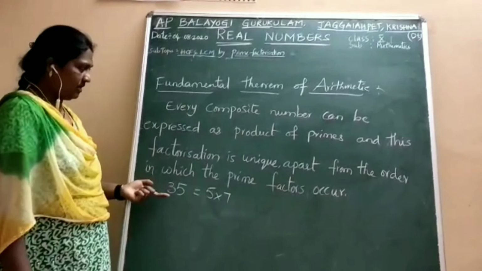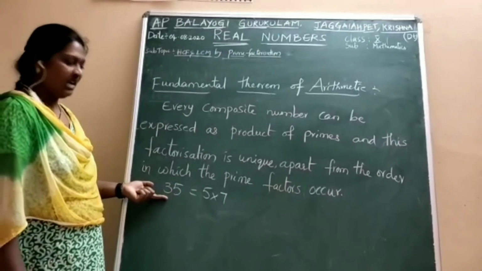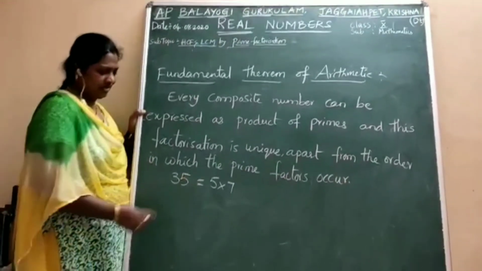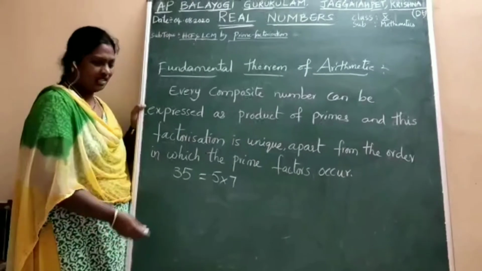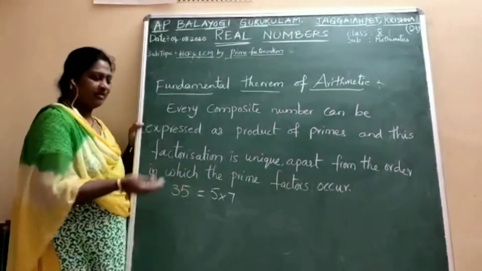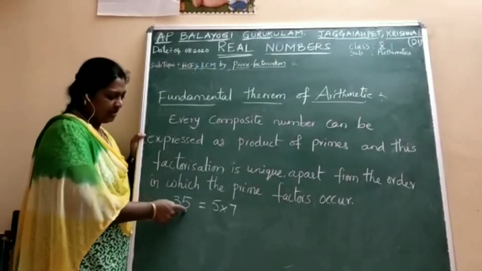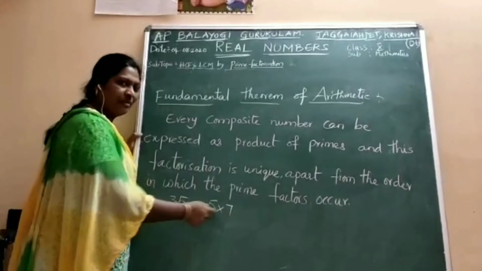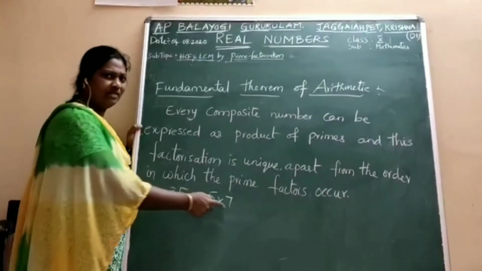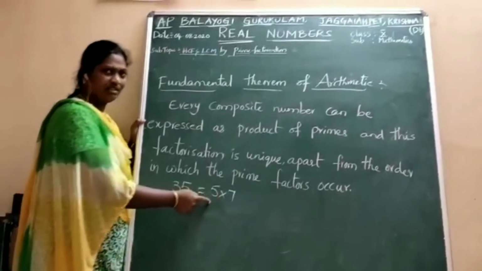What is a composite number? It has more than 2 factors, no? So let us take 35. Example 35. So what is the product of these 2 numbers? 5 7s are 35. Yes. So it has more than 2 factors. That is, 1 is also itself a factor, 5 is a factor and 7 is also a factor. So it is a composite number. It can be written in terms of a product of prime numbers. So we wrote now 5 into 7. 5 is a prime number and 7 is a prime number.